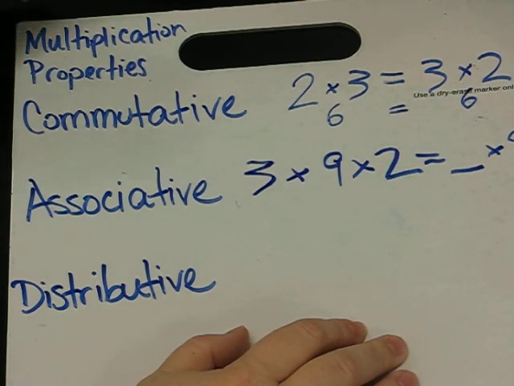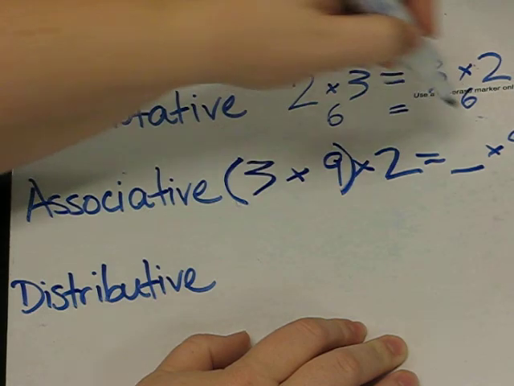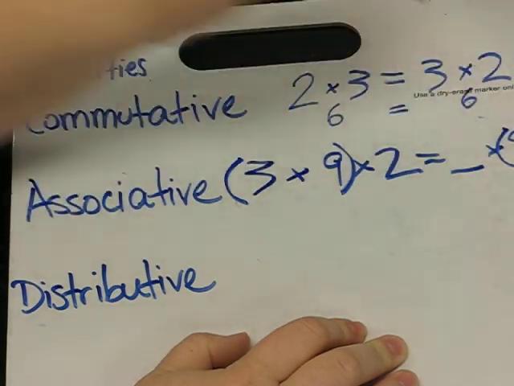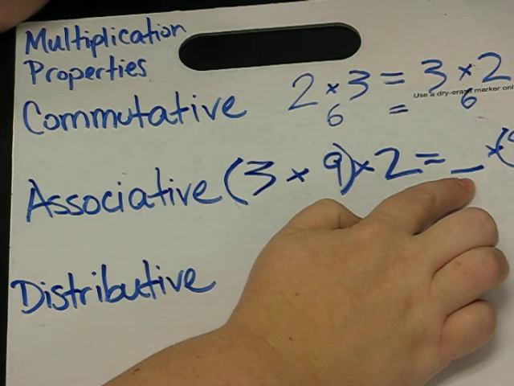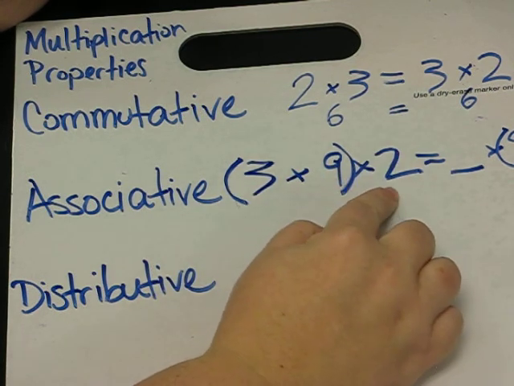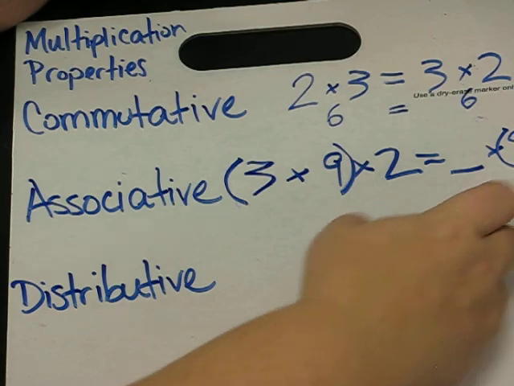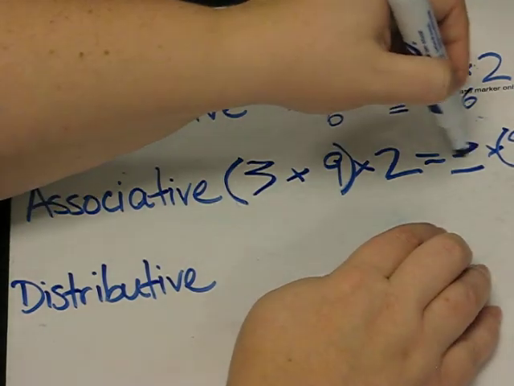Here maybe they grouped the 3 and the 9. Here they grouped the 9 and the 2. So it doesn't really matter right now where my groups are. Right now I'm looking at my numbers. Here I have a 3, a 9, and a 2. Here I have a blank, a 9 and a 2. What number is missing? The 3.